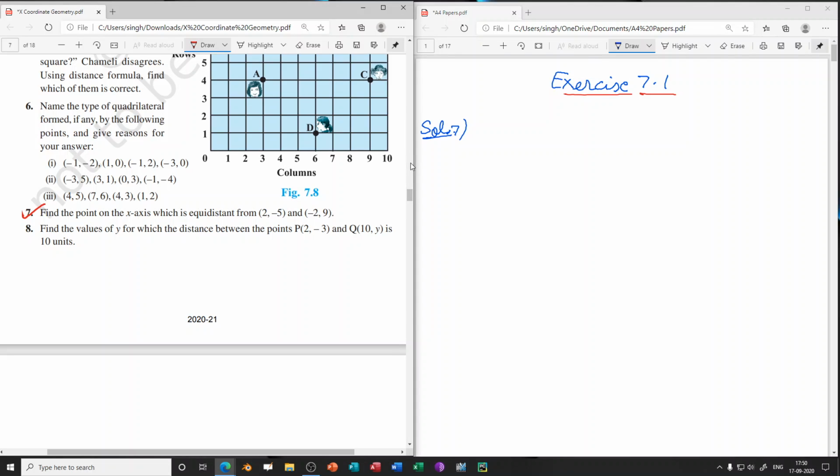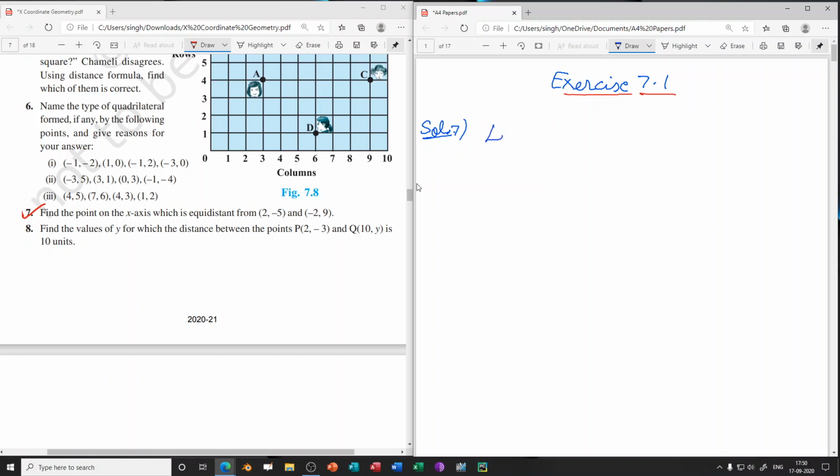Question number 7. Find the point on the x-axis which is equidistant from (2, -5) and (-2, 9). So we know that any point on the x-axis has y coordinate as 0. Therefore, we can take the point as (x, 0), with the coordinate x.